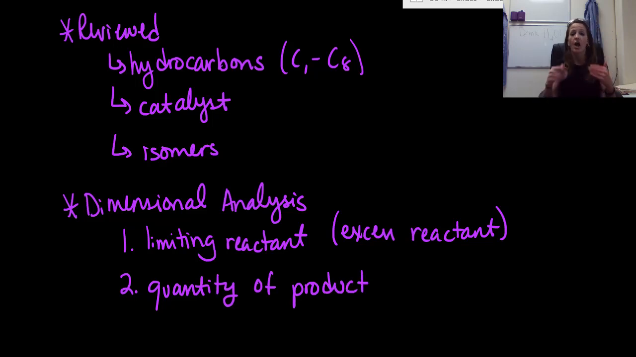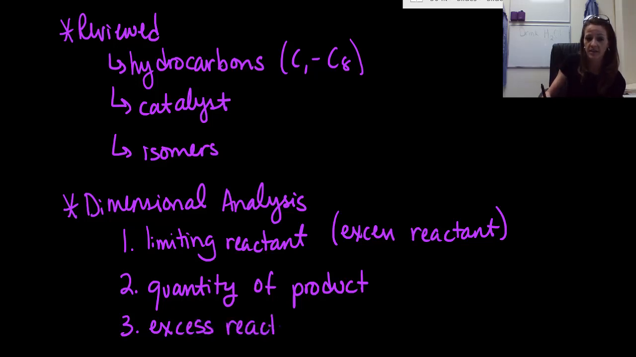So if I said how much water is created from such and such hydrogen and such oxygen, I would expect you to determine the exact quantity of that water that was created. You absolutely need to be able to do that. So very, very basic stoichiometry. And the last one, and this is probably the most challenging, is I expect you to be able to determine how much of your excess reactant that you have.